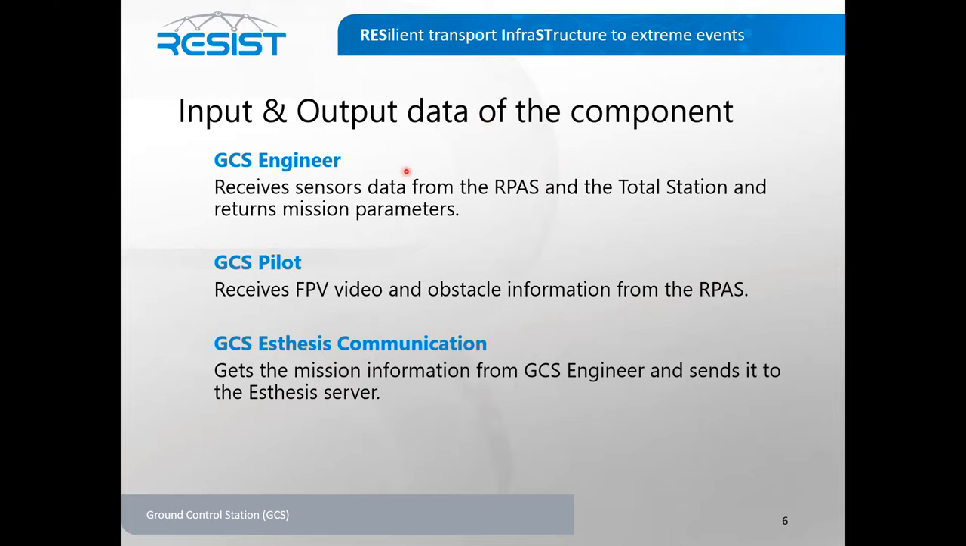Now I would like to look at the input and output data of the components. The GCS engineer receives sensor data from the RPAs and from the total station, and it returns the mission parameters. The GCS pilot receives the first person view video and obstacle information from the RPAs. And the GCS STC communication receives the mission information from the GCS engineer and sends it to the STC's platform.